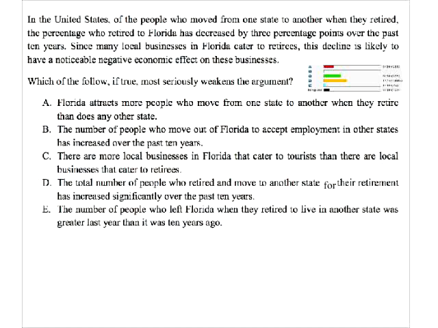Okay, of the people in the United States who moved from one state to another when they retired, the percentage who moved to Florida has decreased by 3 percentage points over the past 10 years. Since many local businesses in Florida cater to retirees, this decline is likely to have a noticeable negative economic effect on these businesses. Okay, so notice that this problem features a percentage.